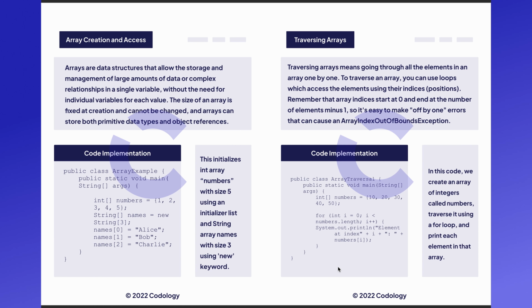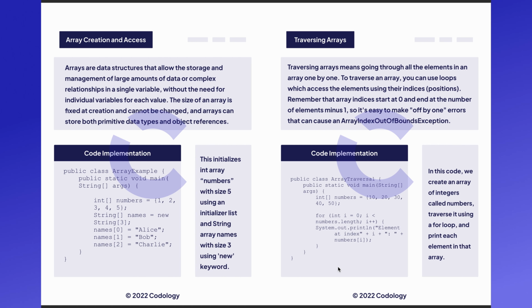So let's look at some examples. In this class array example, in our main function we have made a new integer array, numbers, and assigned it to hold 5 values: 1, 2, 3, 4, and 5. So you can initialize an array like this, with the type followed by square brackets, followed by the name, equals, curly brackets with all your data.